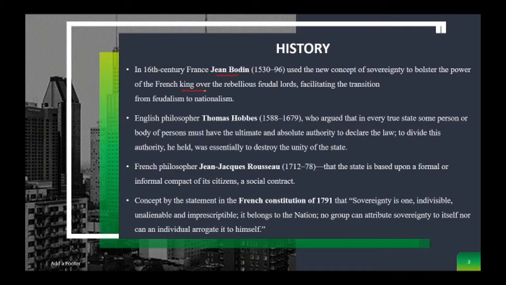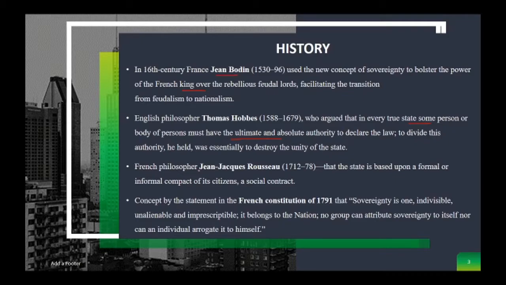English philosopher Thomas Hobbes also gave his view about sovereignty, who argued that every true state, some person or body of persons, must have the ultimate and absolute authority to declare the law. So he gave supreme authority to a single person so that he can handle all the matters of the state and his words will be the law.